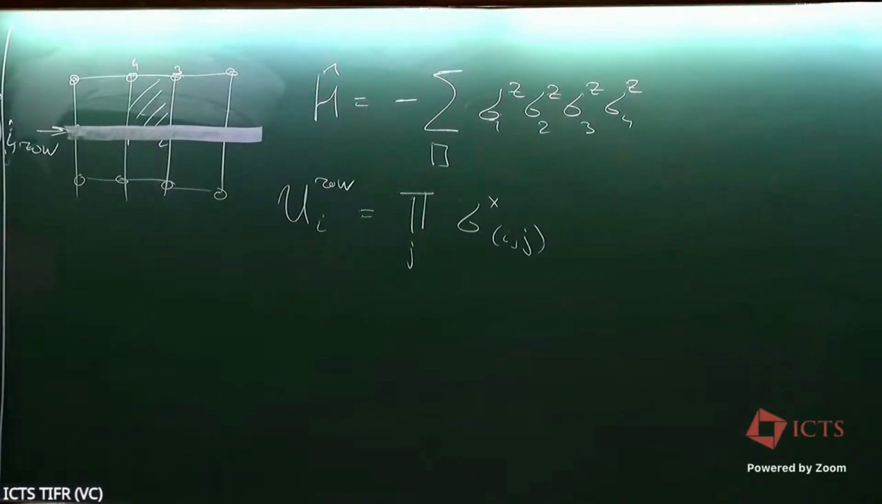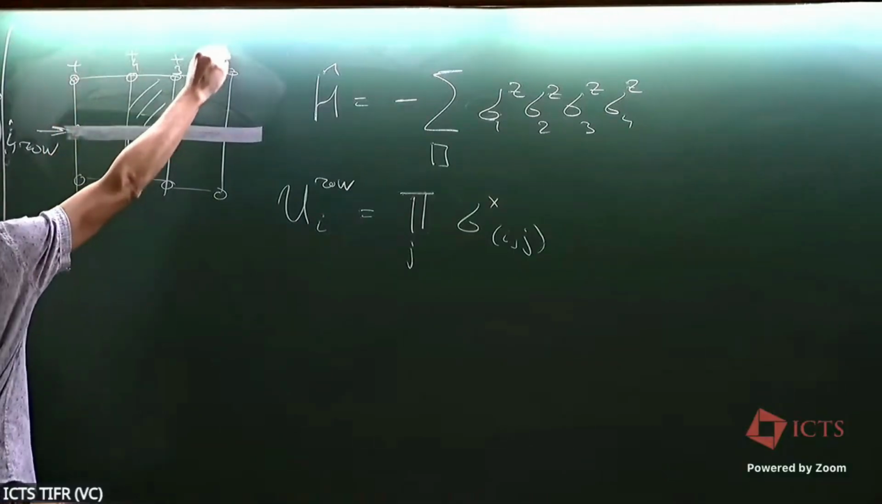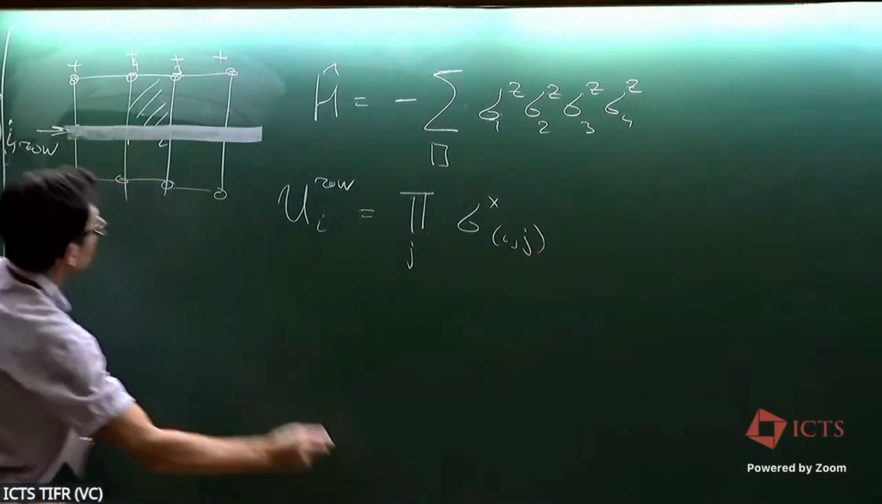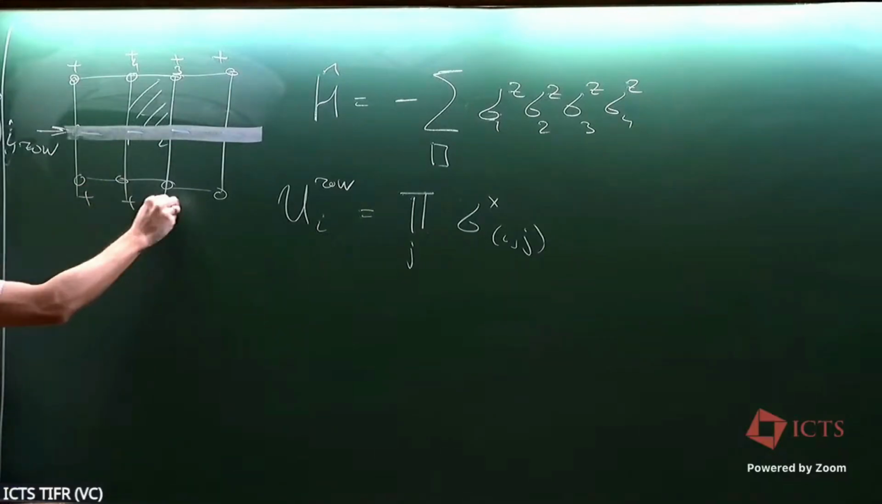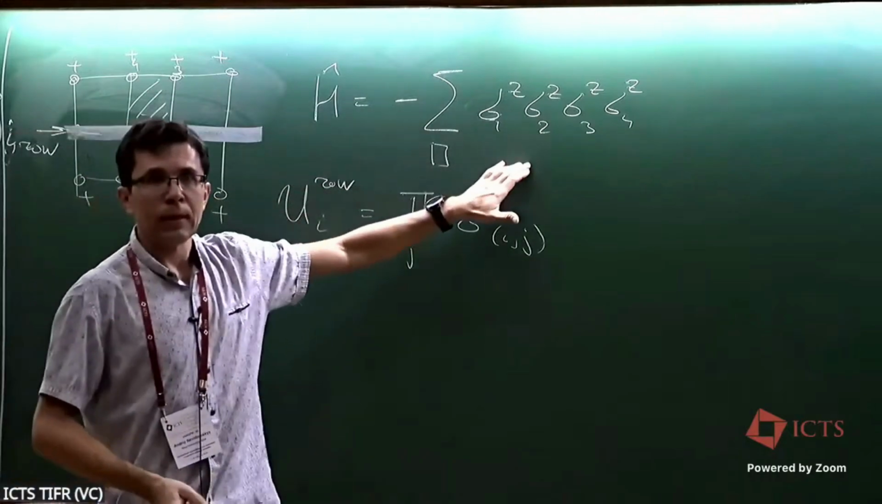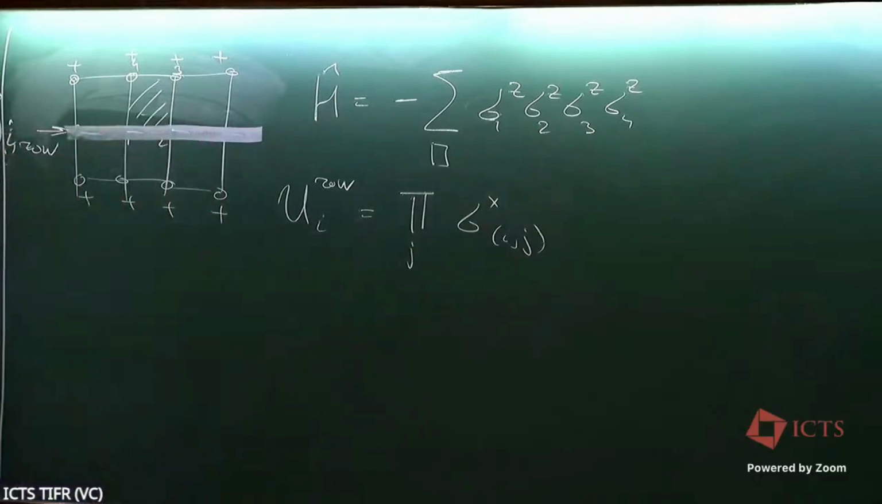Let's say you started in a trivial phase where everything points up. So my Ising degrees of freedom are plus everywhere. Now I flip them everywhere over here, and now I have minuses, and everywhere else I have plus. As you can see, this does not change the energy of the state, and so it's a symmetry that commutes with the Hamiltonian.